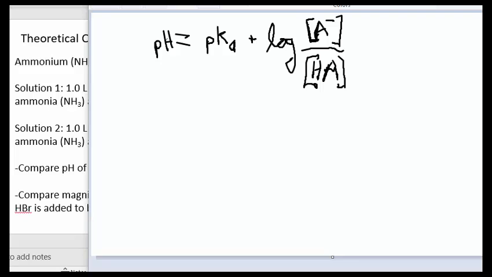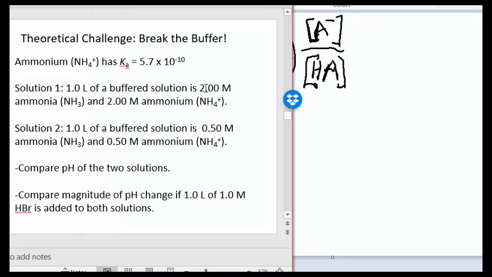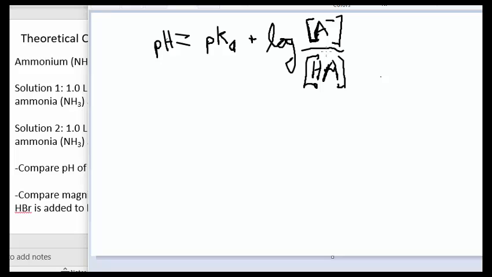Now, notice that in both of these solutions, we have the same amount of acid and conjugate. So in the Henderson-Hasselbalch equation, this value of concentration of conjugate base over acid is 1. And when we take the log of 1, we get 0. So the pH is the pKa for both of these solutions.